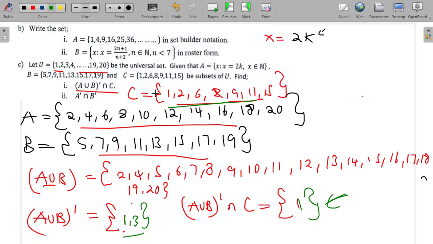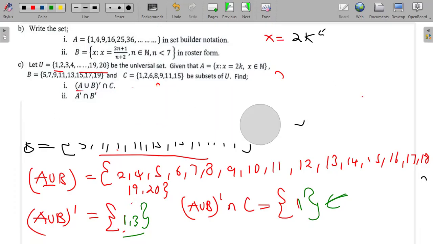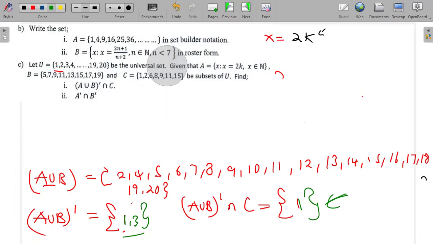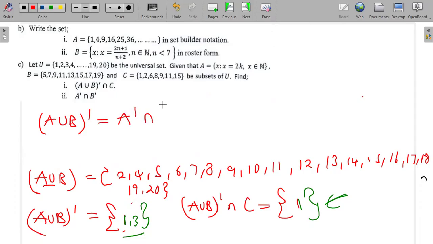And then the other one, they're saying A intersection B complement. So A intersection B complement, we're going to be very clever on how we're going to find it. So remember De Morgan's laws. If I have A union B and then complement, this is the same as A complement intersection B complement.